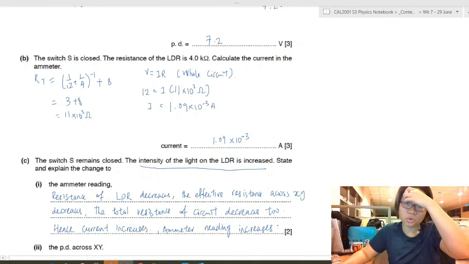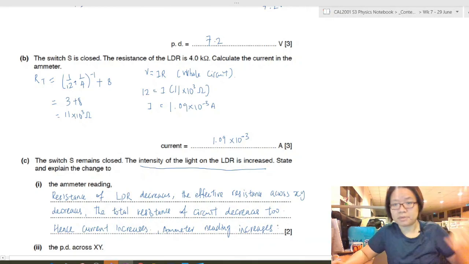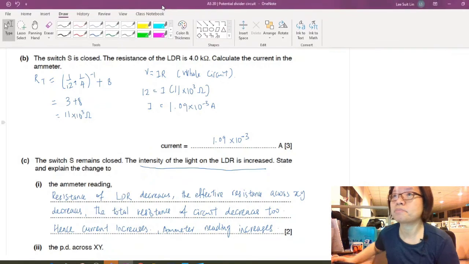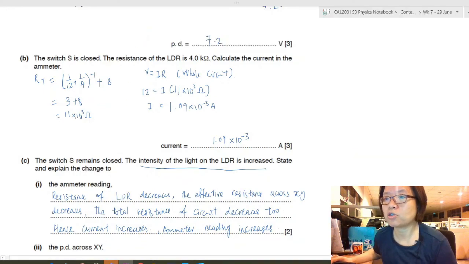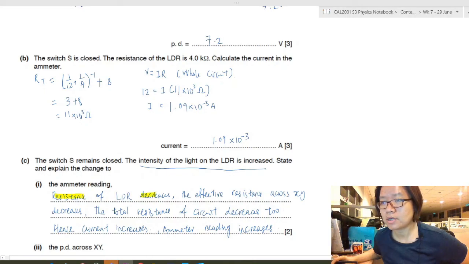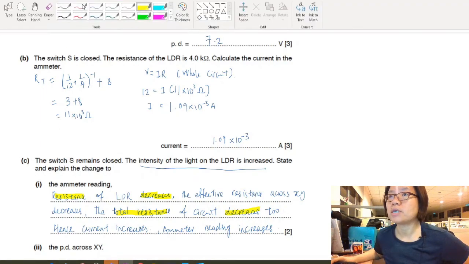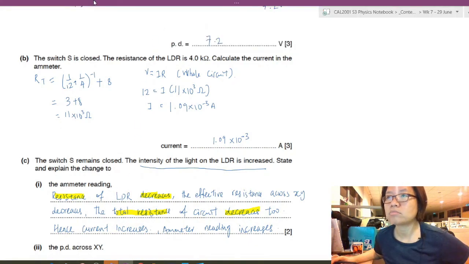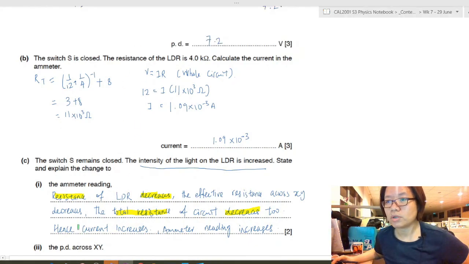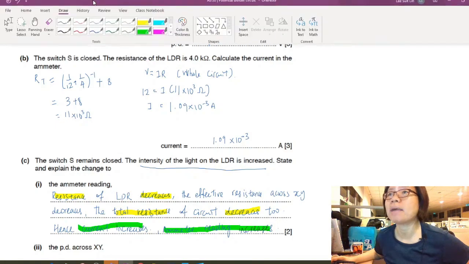Okay, I don't really know where the marks are. I can pull up the mark scheme now, but generally, I would suggest that you relate what happens to the LDR and what happens to the total resistance. Okay, and then the second one would be relating the current to the ammeter reading. You have to answer the question, so you need to go back to the ammeter reading.